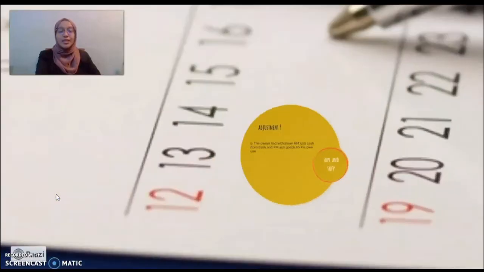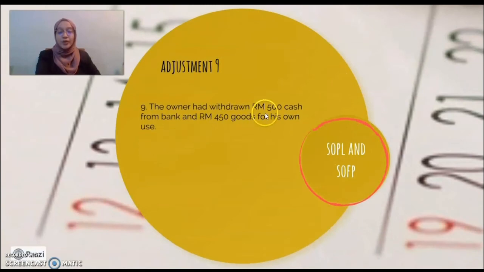Now, let's move forward to adjustment 9. The owner had withdrawn 500 ringgit cash from bank and 450 goods for his own use. This is considered as drawings, as money, either cash, cheque or even assets, that is taken by the owner from the business for his own personal use.